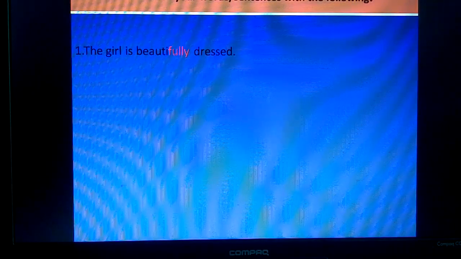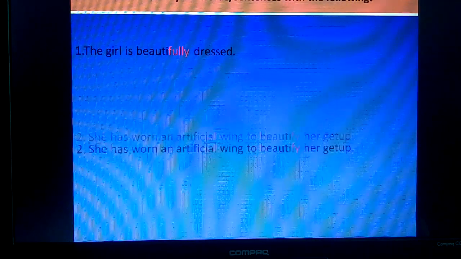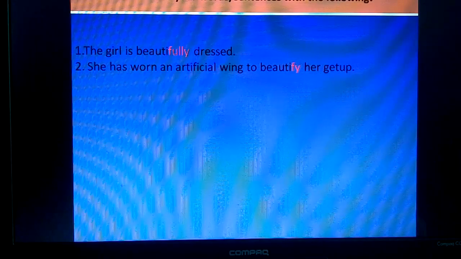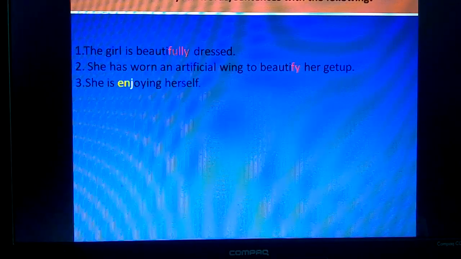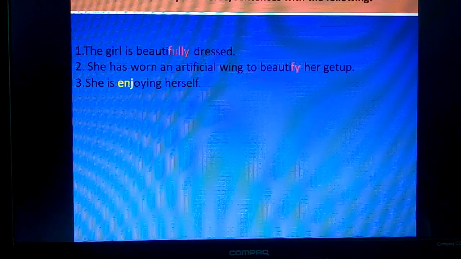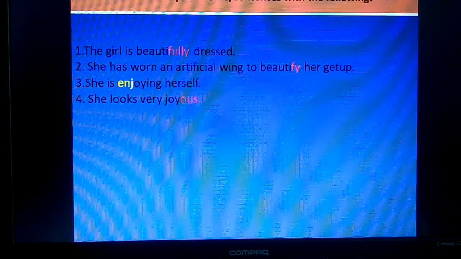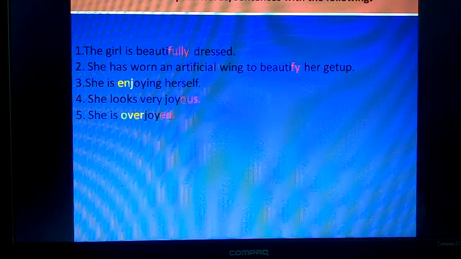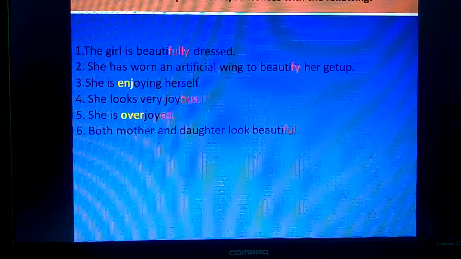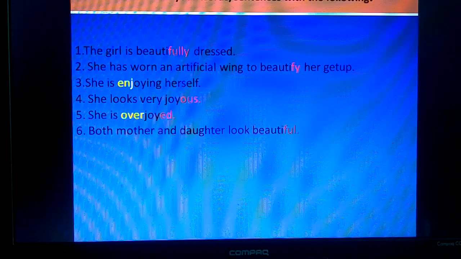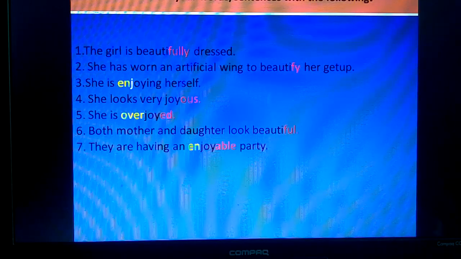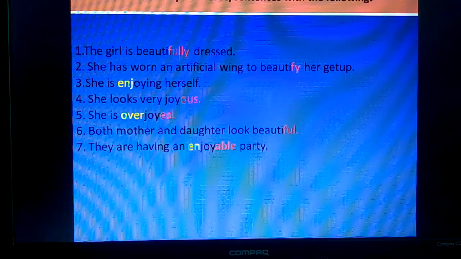The girl is beautifully dressed. She has on an artificial wing to beautify her getup. She is enjoying herself. She looks very joyous. She is overjoyed. Both the mother and daughter look beautiful. They are having an enjoyable party. These are the common sentences. When you start writing the sentences, you can always have these words.